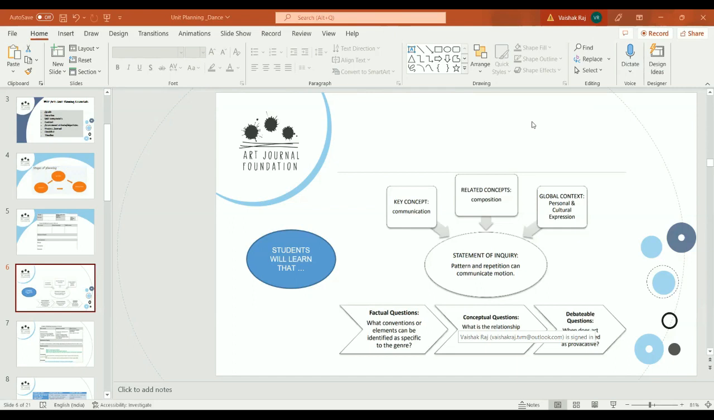So the picture relates. Use the key concept, use the related concept, use the global context, and frame the statement of inquiry. It's a statement of inquiry. It's just a statement. And how will you assess the statement?